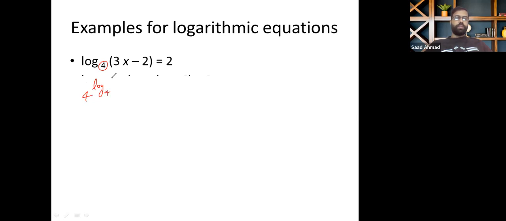What we did, we wrote everything in the power of 4 on both sides, and there is a rule that if you have a to the power of log base a of x, that equals x. They cancel out and you just get x. So 4 and log 4 will cancel out. You will get 3x minus 2 equals 16, right? So then 3x equals 18 and then x equals 6.